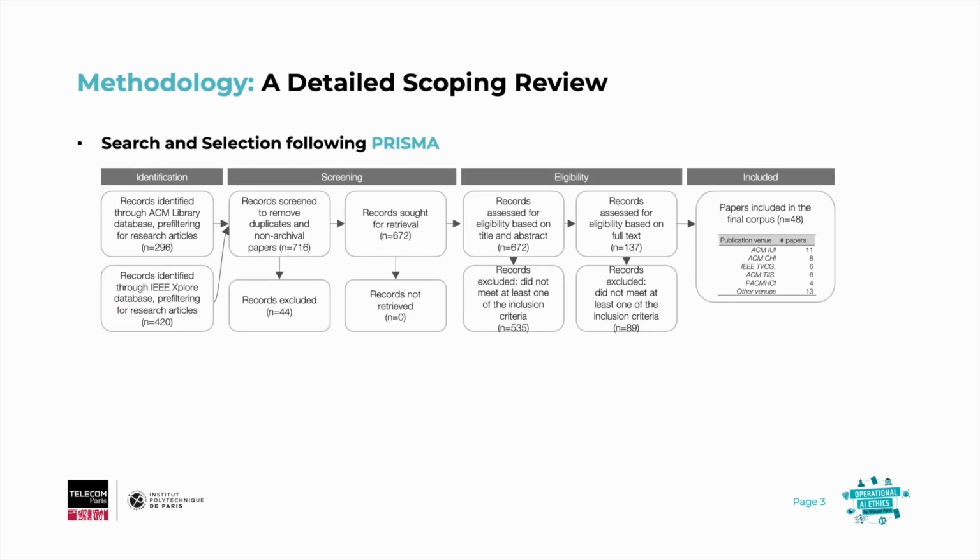We therefore conducted a detailed scoping review on empirical studies in which interactive explanations are evaluated with human users. Scoping reviews are typically useful to examine how research is conducted on a specific topic, to identify, report, and discuss evidence on a topic. We applied a systematic search methodology for the selection and inclusion of papers following PRISMA. From an initial database of 716 papers, we eventually included 48 papers in our final corpus.